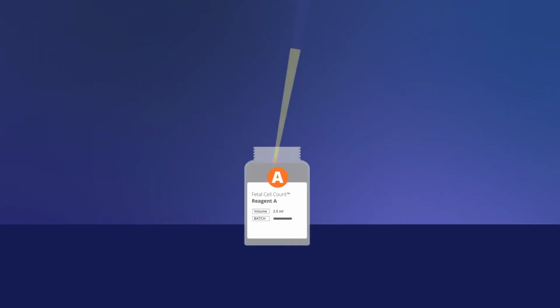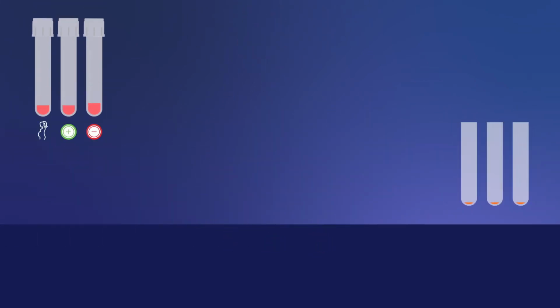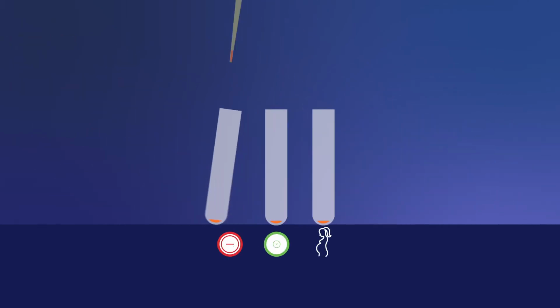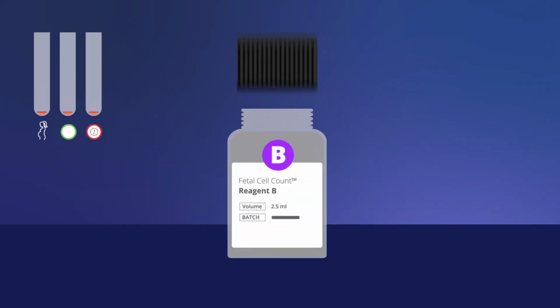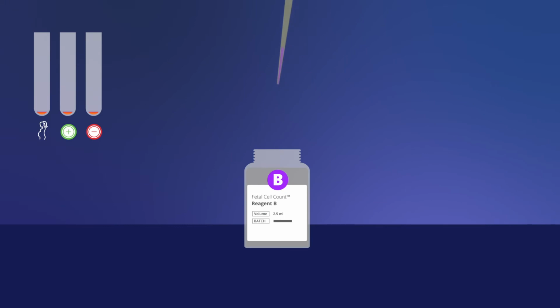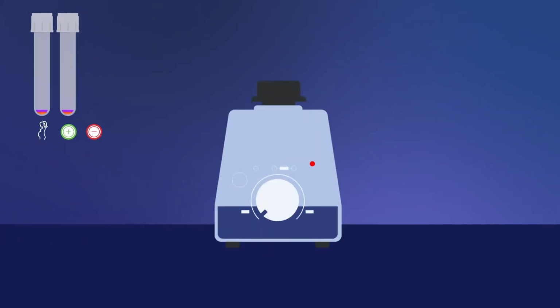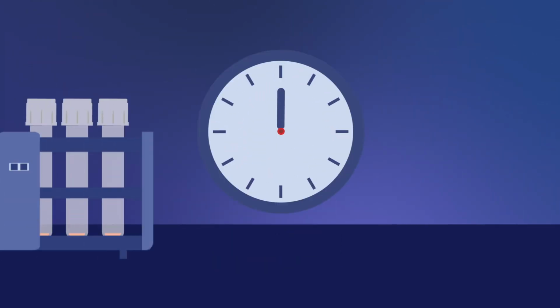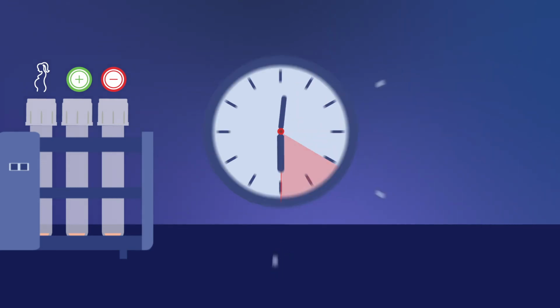Fixation and permeabilization. Add 100 microliters of reagent A and 10 microliters of blood sample into a tube and mix well by vortexing. To fixate the cells, add 100 microliters of reagent B. Incubate the cell suspension for 30 minutes and vortex every 10 minutes.